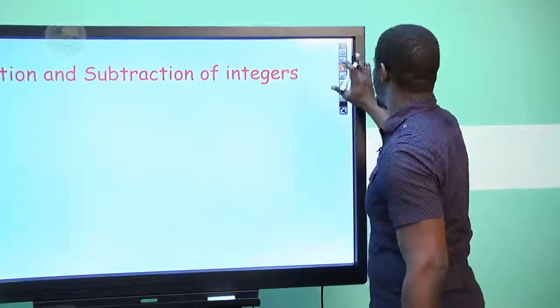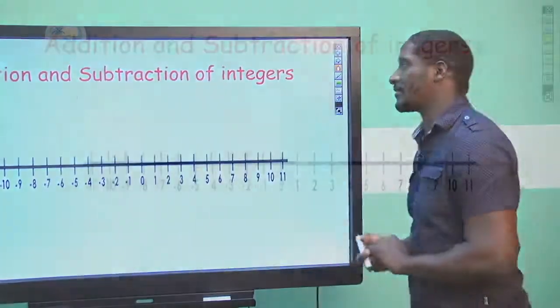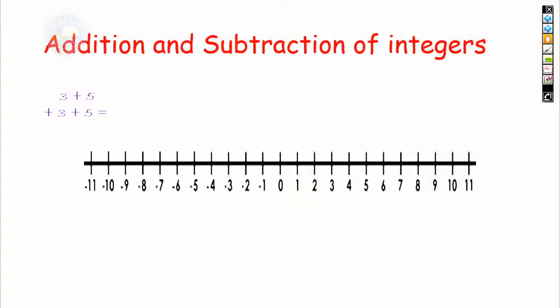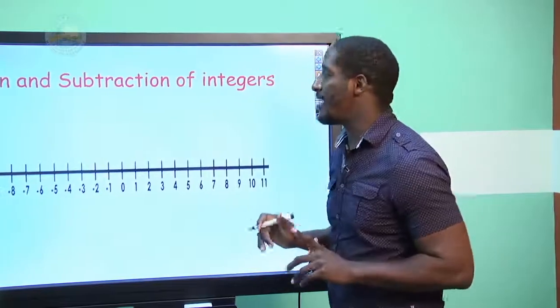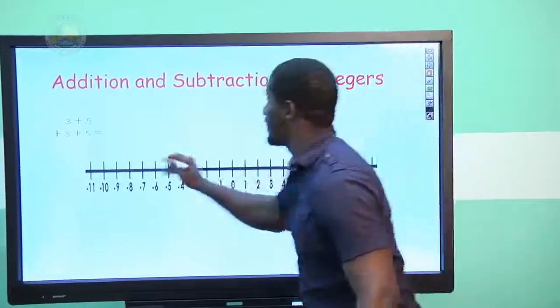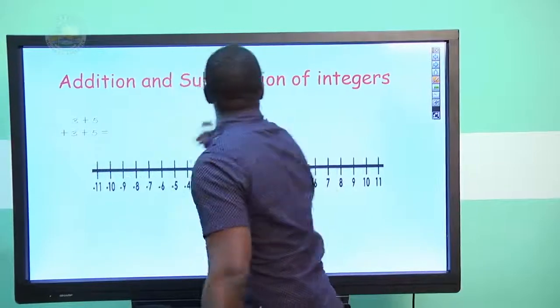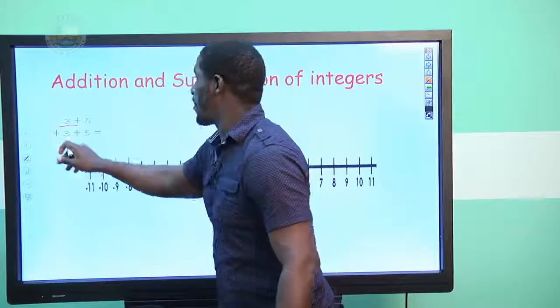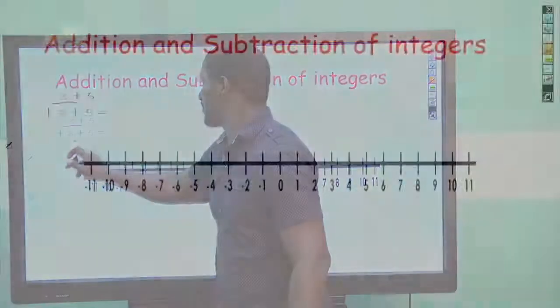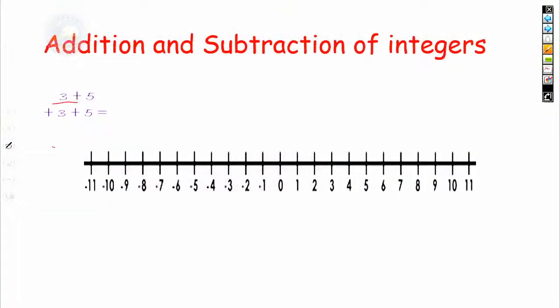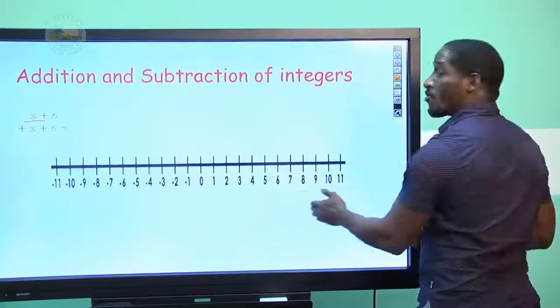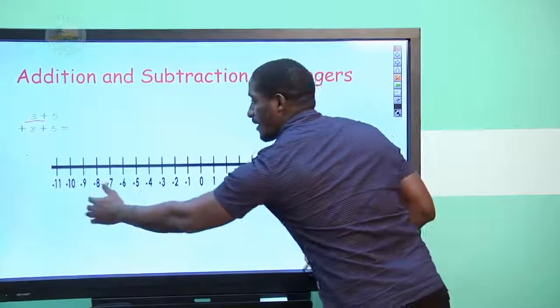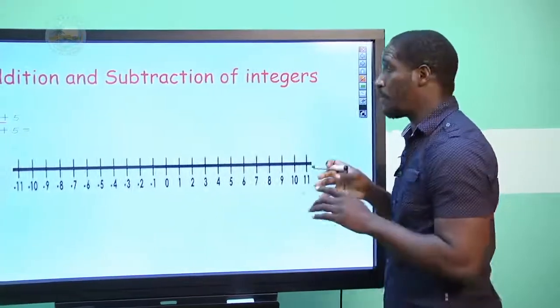Let's see what that looks like. Look at this case: 3 plus 5. I know you all know that 3 plus 5 is 8. But here, this 3 is positive 3, and it's positive 3 plus 5. So if I'm doing positive 3 plus 5 on my number line, this is 0. Numbers to the right of 0 are positive. Numbers to the left of 0 are negative. So I'm doing positive 3.